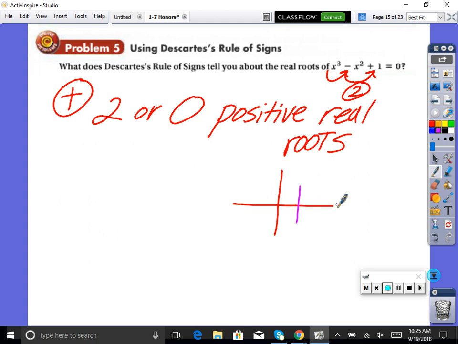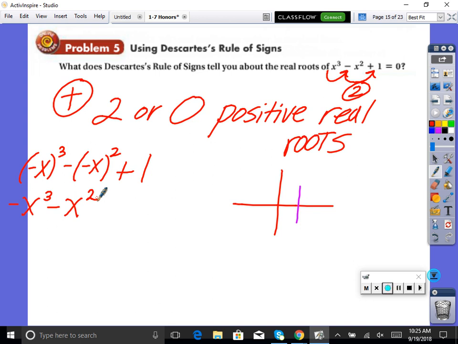Awesome. Let's test out how many negative real roots we have. To do that, you got to plug in negative x, since we're looking at the negative x-axis. So that's negative x cubed minus negative x squared plus 1. So that's negative x cubed minus x squared, right?